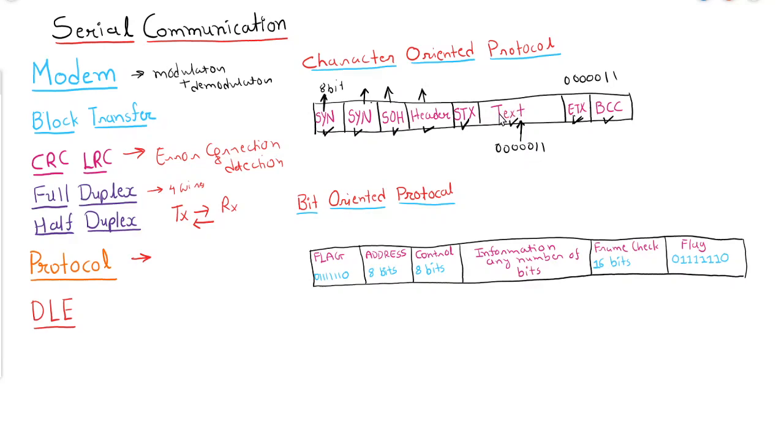In that case DLE comes into the picture. What is DLE? DLE is basically data link escape. Let us discuss what DLE is. DLE is a fixed bit pattern, let's say 0 1 1 1 0 0 1 1. So let's assume that this is a DLE.